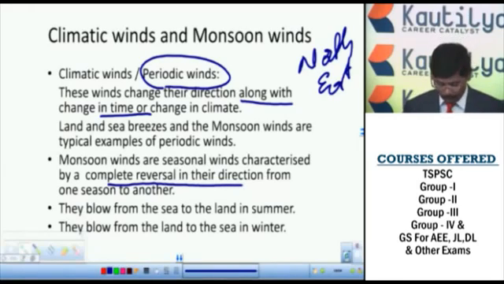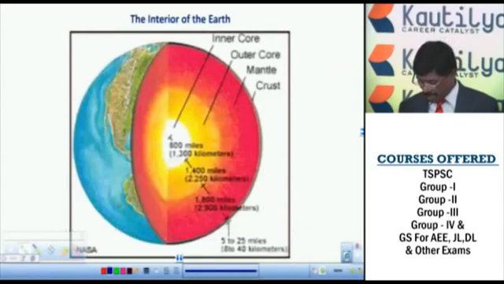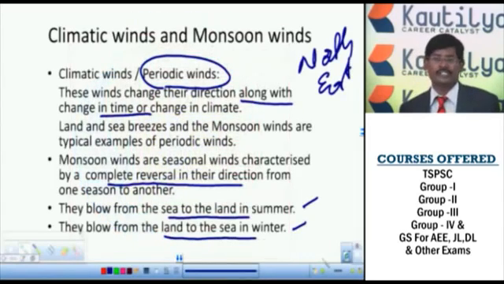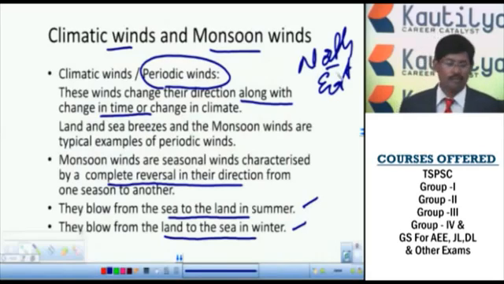Again, they blow from the sea to the land in the summer season, and from the land to the sea in the winter season. So this is about the climatic winds or periodic winds, and how they change with the winter and other seasons. This is about the climatic winds and the monsoon winds. The best example of the monsoon is the northeast monsoon and southwest monsoon seasons. This is about climatic winds and the monsoon season.